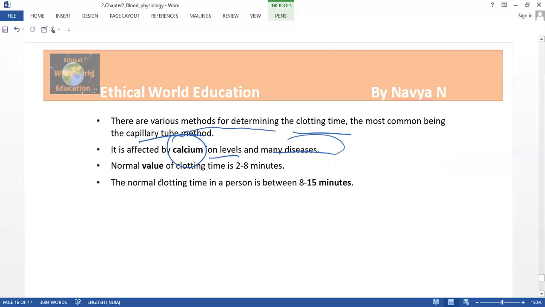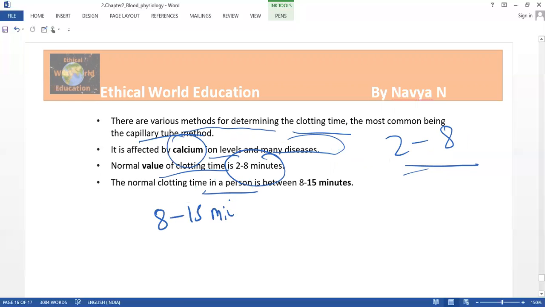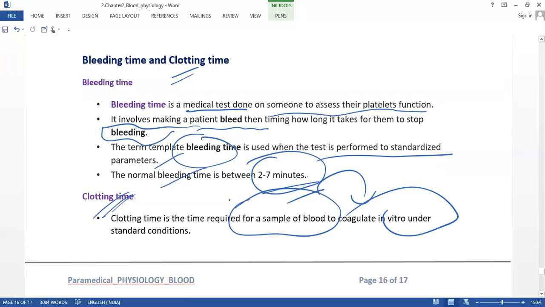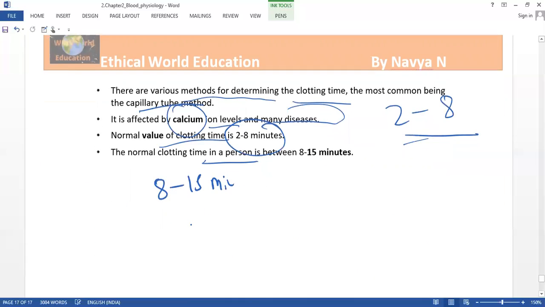The normal clotting time in a person is about 8 to 15 minutes. Whereas the bleeding time is 2 to 7 minutes, here 8 to 15 minutes is the normal clotting time.